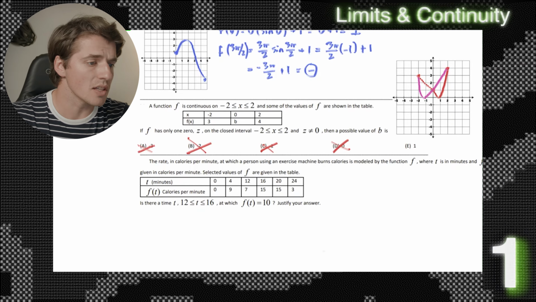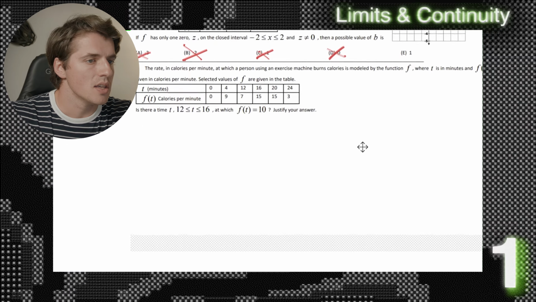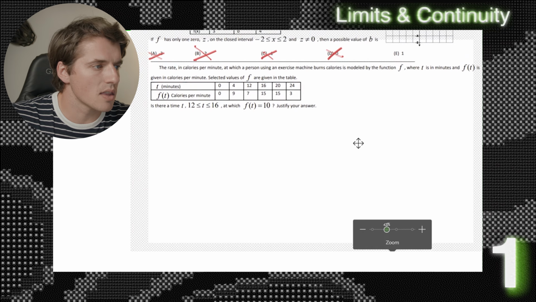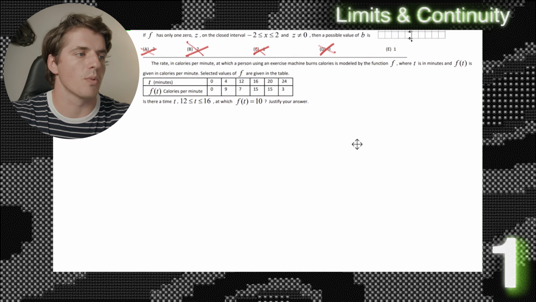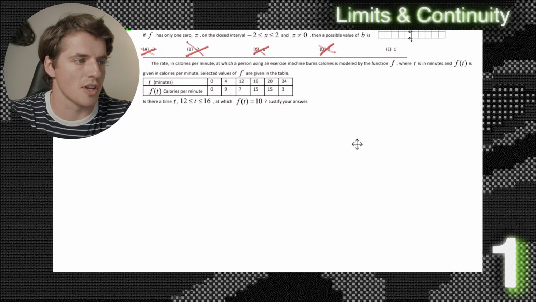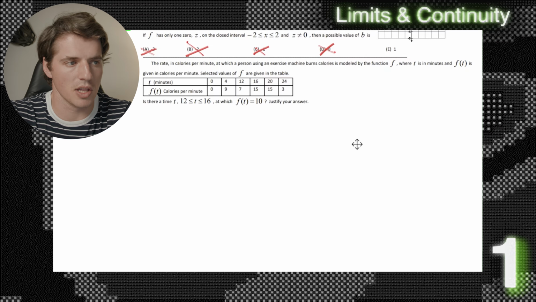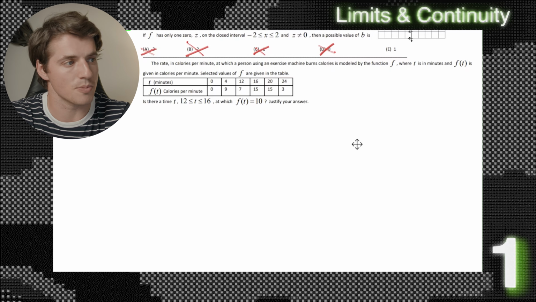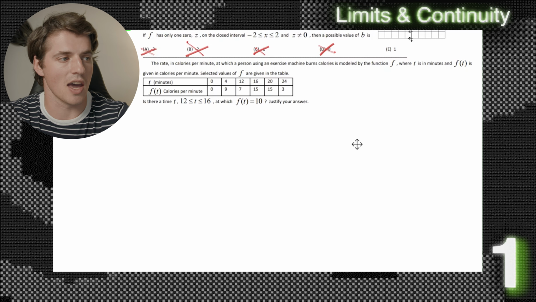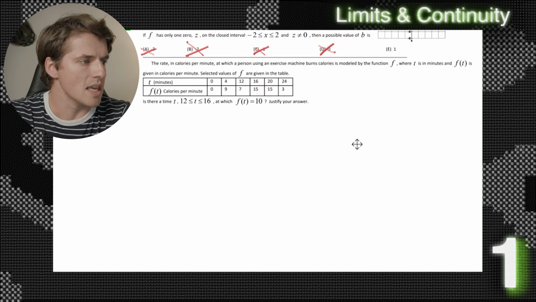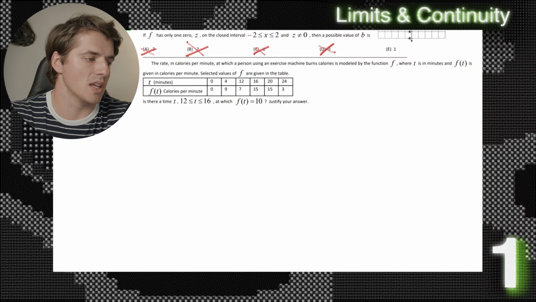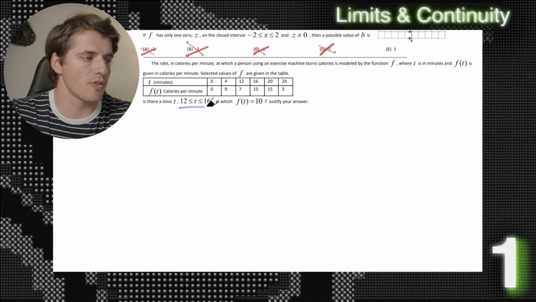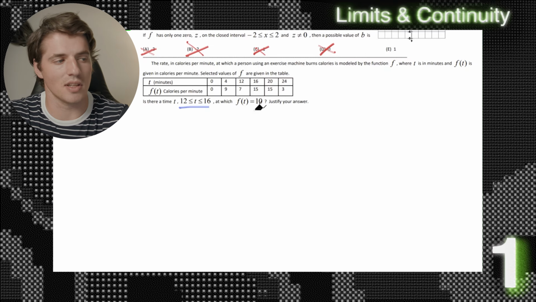Okay, let's look at our final example. The rate in calories per minute at which a person using an exercise machine burns calories is modeled by the function f, where t is in minutes and f of t is given in calories per minute. Selected values of f are given in the table. Is there a time t between 12 and 16 at which f of t equals 10?